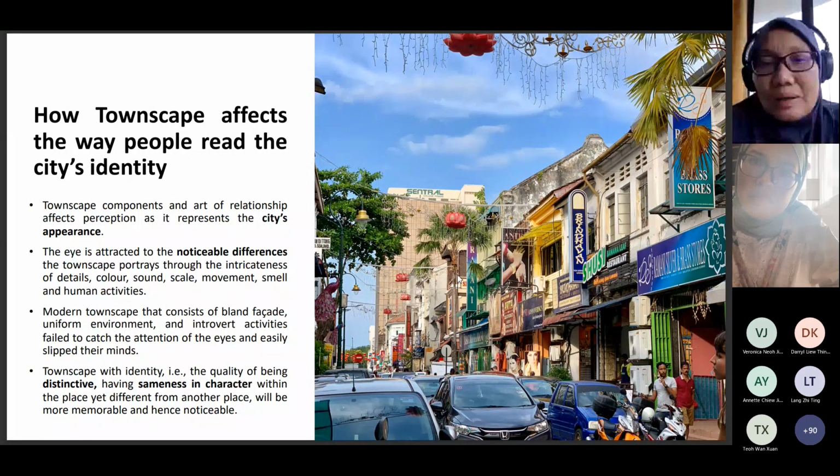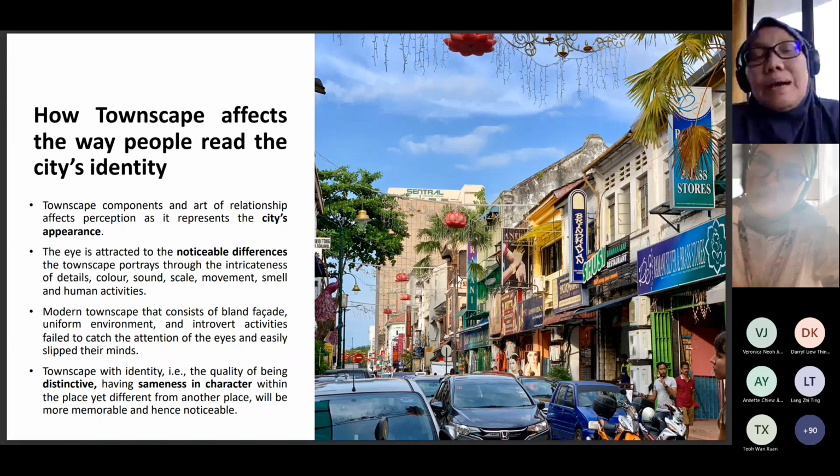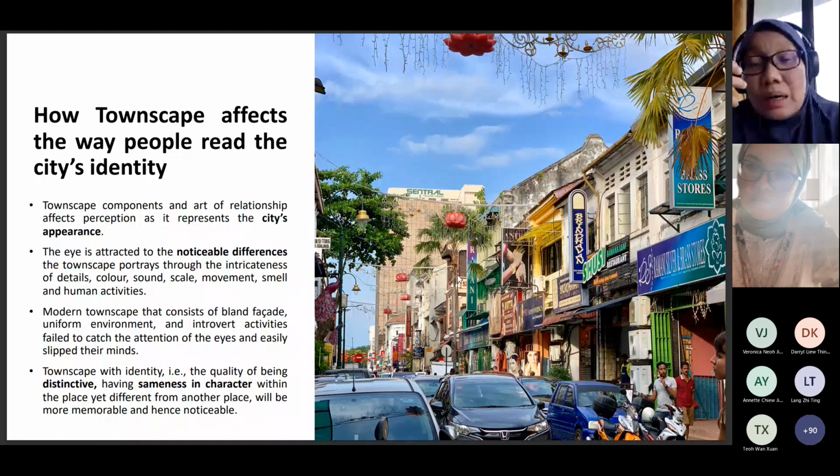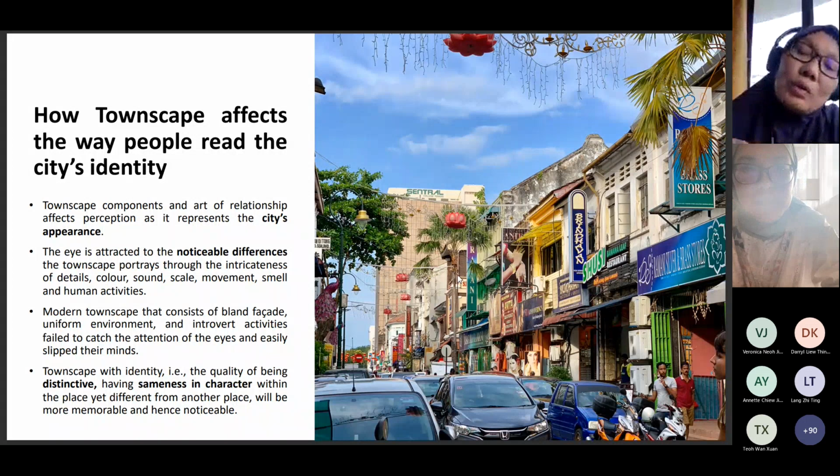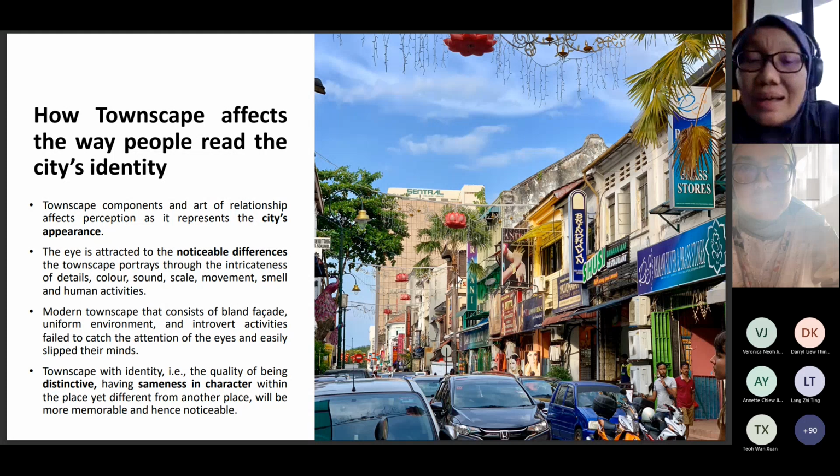And another thing is that a townscape, like you see in this photo now, is actually the view about the art relationship and the juxtaposition of the elements to create a composition that can be experienced by how you view the city. If you look at these photographs, you have very unique architecture, where every single building, even though built as a row, has its own individuality in terms of design.